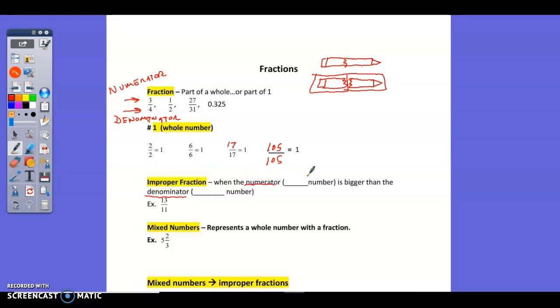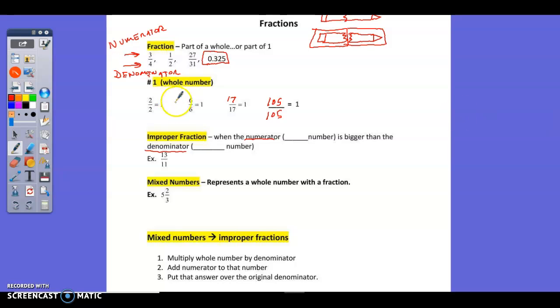All right, now typically fractions are portions of a whole, so this would be 3 parts of 4, 1 part of 2, or half. If something was 31 parts and you had 27 of them, that would not be a whole thing, but it would be a portion of it. Decimals right here, if this would be a whole number here, but anything over here would also be considered part of a whole, that it can be written as a fraction, and we're going to talk about that later. All right, so that is a fraction. It's basically a part of a whole. Whole numbers, anytime that your top number is the same as your bottom number, it's representing one whole thing.